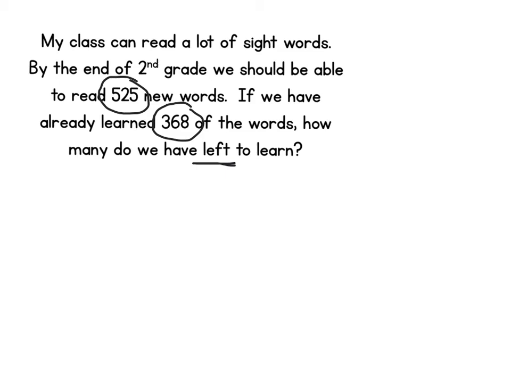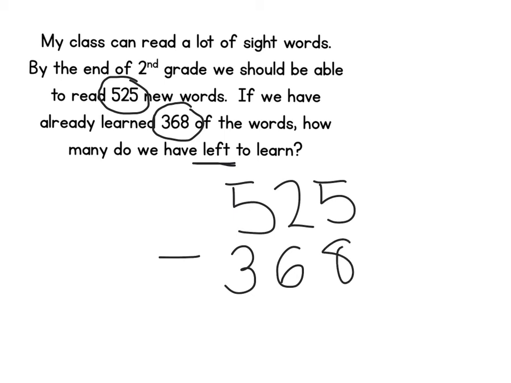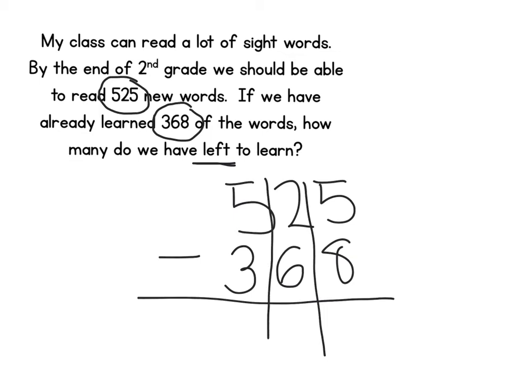So I'm going to go ahead and write my subtraction problem. When I write it, I need to make sure when I look at my numbers, 525 and 368, which one is bigger, because that one goes on top. And we know that 525 is bigger, so that number needs to go on top, minus 368. Okay, I'm going to draw my lanes, and now I'm ready to begin.